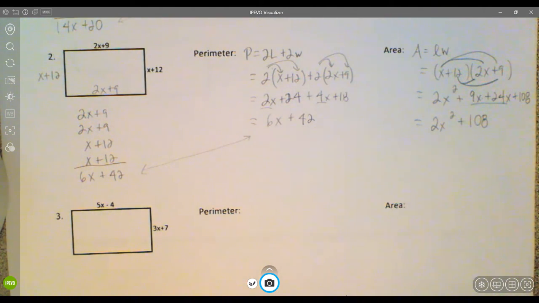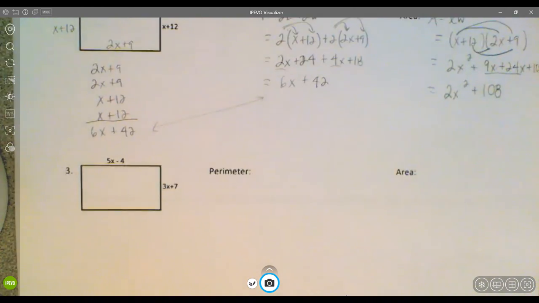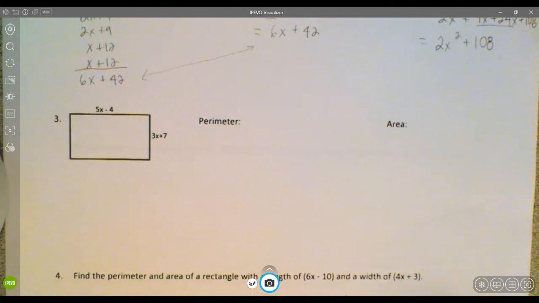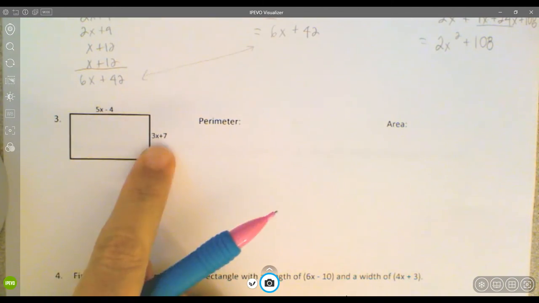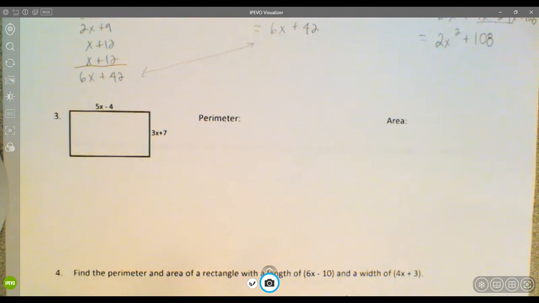And I'm really going to do this every single time for all of these figures. So I'm going to find my perimeter, I'm going to find my area every single time. All right, let's go to the next one. And again, these are extra practice just so that you can look at positive and negative values.